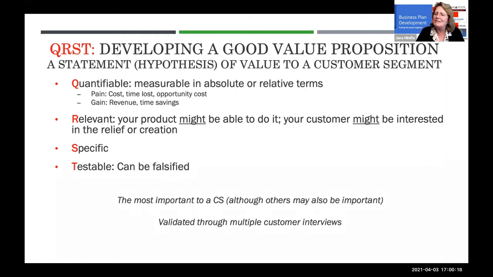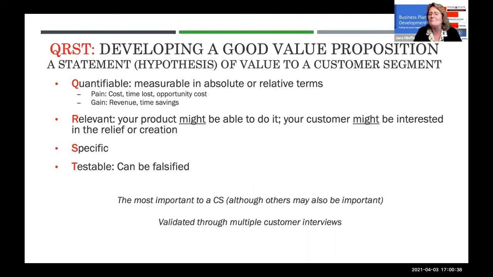So we want to get it as precise and relevant as we can. The product might be able to do it. Your customer might be interested in the relief or recreation. Make sure it's relevant to your product, to what it is that you're trying to do, because if it isn't, then it's not helping you.